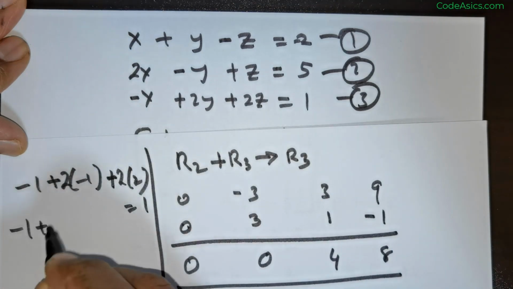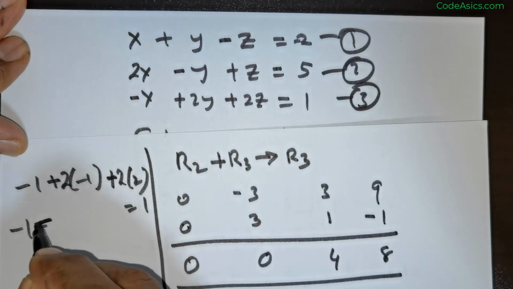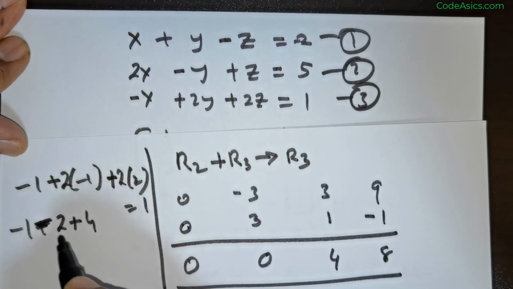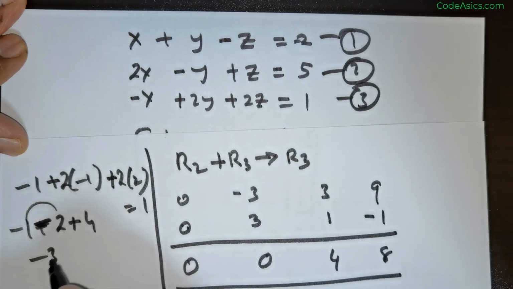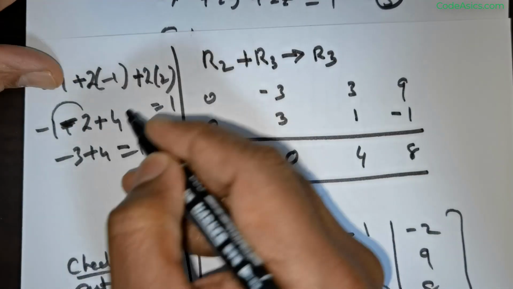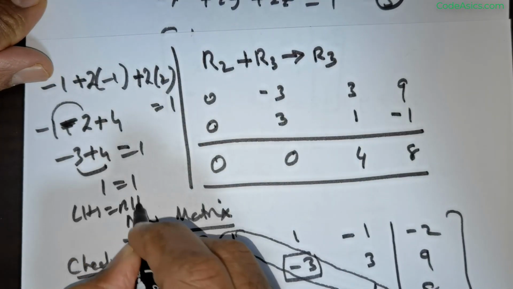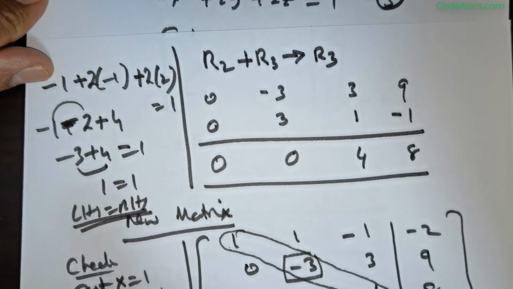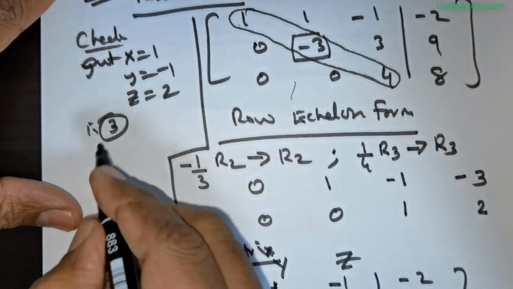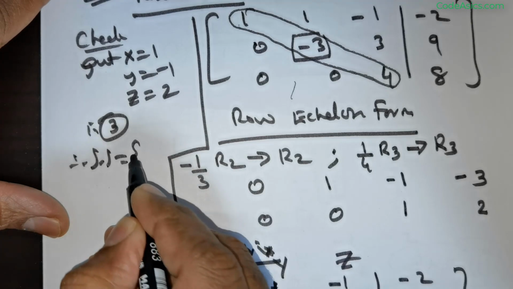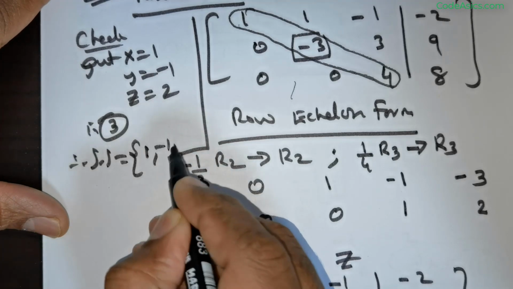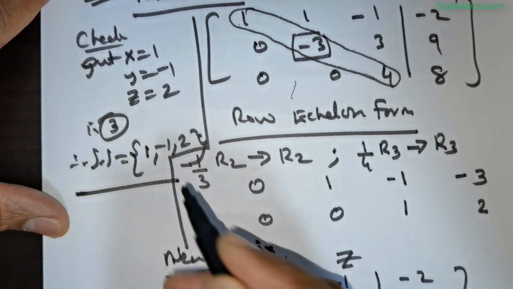So this is negative 1, plus negative, that's going to be negative 2, plus 4. Negative 3 added with 4 will give me 1. So this gives me 1 is equal to 1. So left hand side is equal to right hand side. So the solution is absolutely correct. Therefore the solution set is 1 comma negative 1 comma 2. Okay, so probably you can box it.